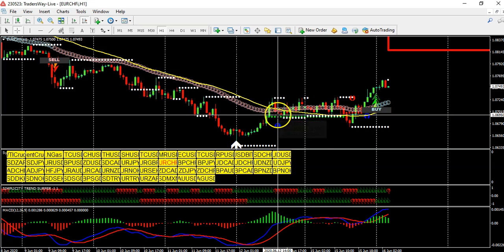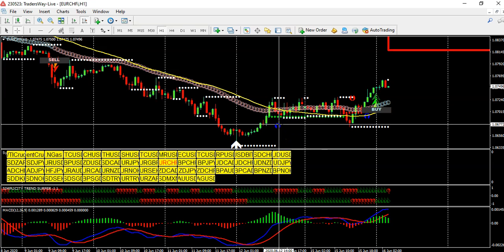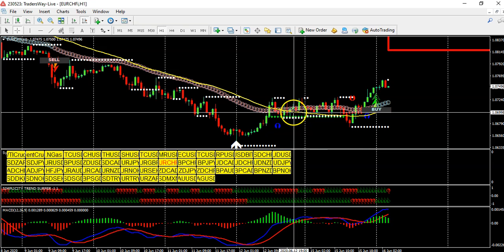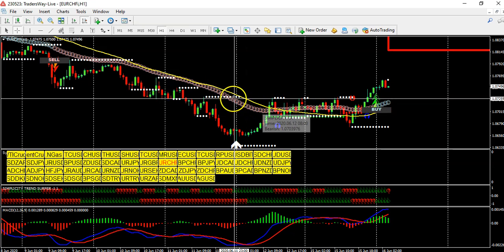Why? Because this is a bearish candle. It's not above our 50. So we wouldn't have done anything anyway, right? We're waiting for it to be above the 50. Now, this candle right here is above the 50. And this is a perfect example. It's not above this trend wave.